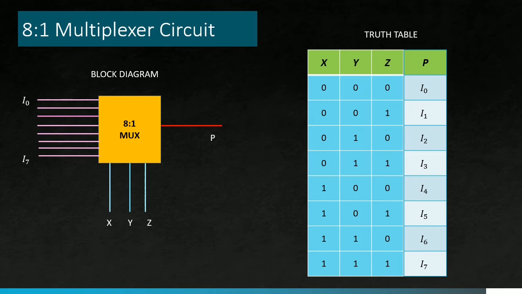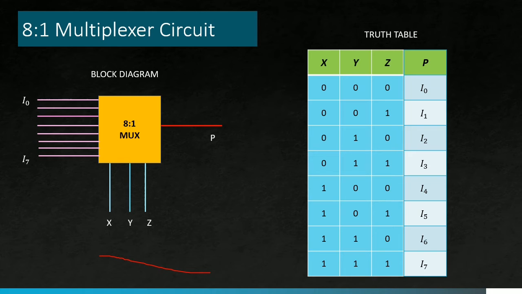See here, it's a block diagram of an 8:1 multiplexer circuit. Here are 8 input lines from I0 to I7, but as we said, from the n selection lines, each combination will select only one data input. Since 2 to the power 3 equals 8, there will be 3 selection lines, and these will give a single output, here mentioned as P. This is the block diagram of the 8:1 MUX.